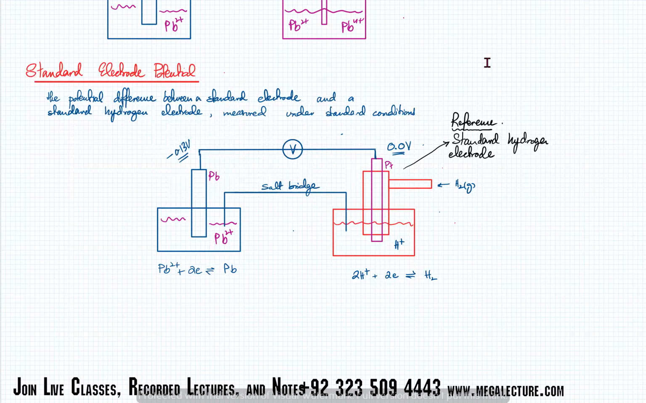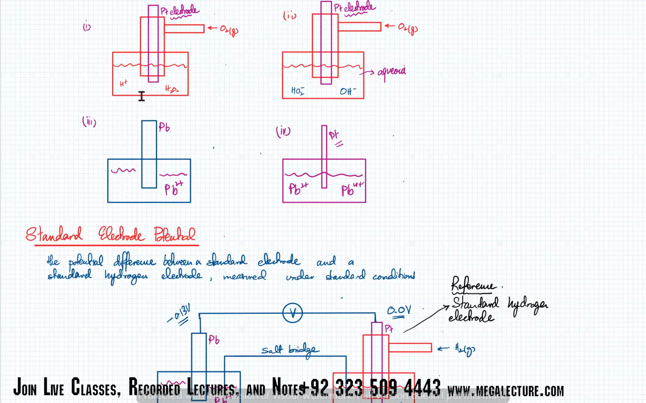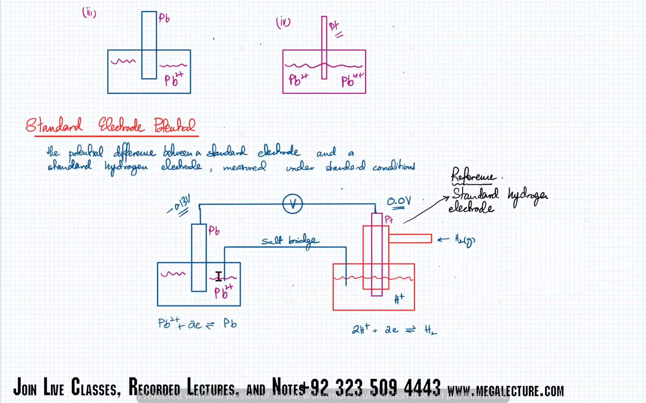So if they ask to draw a standard one, do we have to include the hydrogen one as well, or just the standard one? The question is going to be, if they ask you to draw a diagram to measure the electrode potential of the lead ion electrode, how do you measure it? You measure it by comparing it with the hydrogen electrode, which is this one.